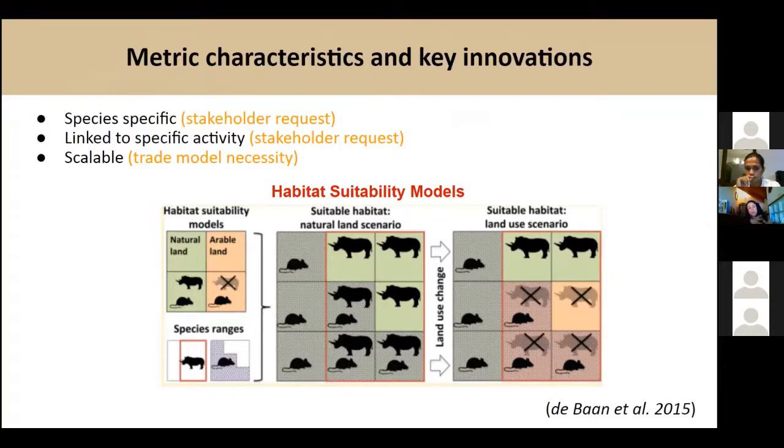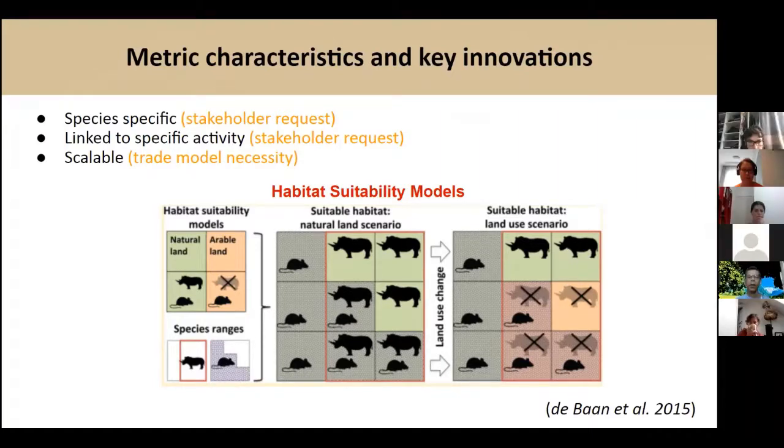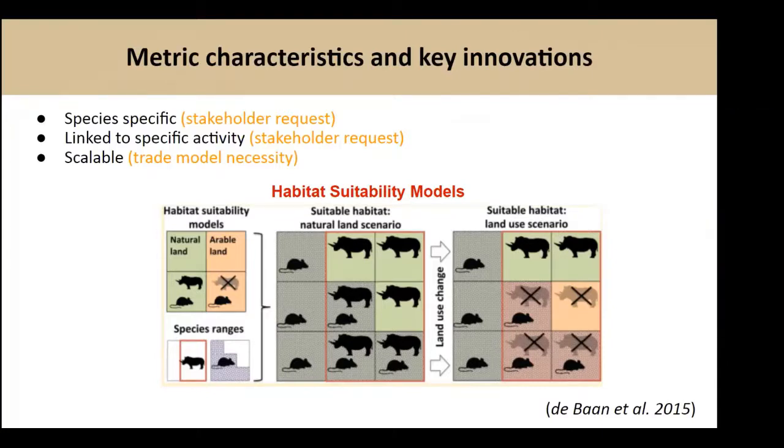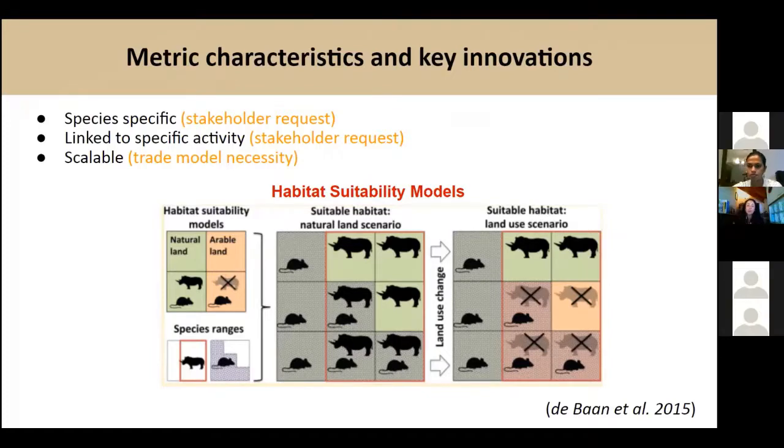And very important was the scalability of the metric. So we could express the metric at different administrative scales, let's say municipalities or state, which often are the subnational administrative scales at which data for trade models are available. So this was more a sort of technical requirement.